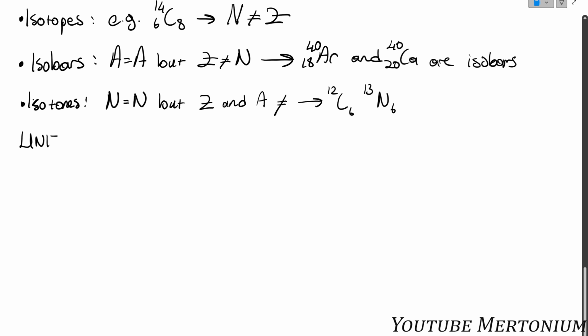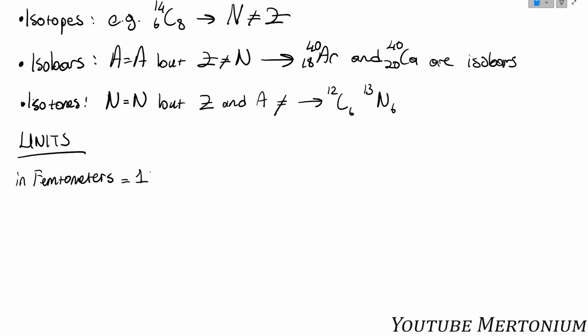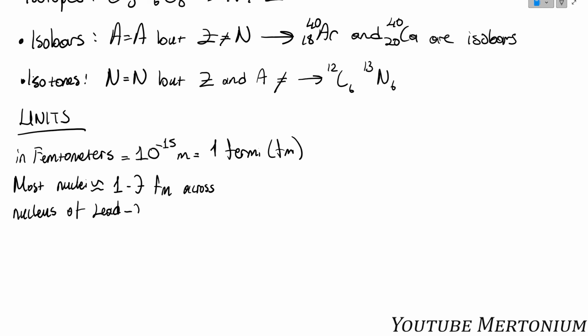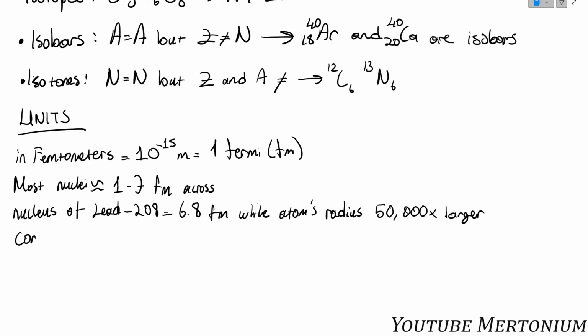The nucleus is incredibly small and dense. Its size is measured in femtometers, or 10 to the power of minus 15 meters, also called a Fermi. Most nuclei are between 1 and 7 femtometers across. For example, the radius of a Pb-208 nucleus is about 6.8 femtometers. Comparing that to an atom's radius, the atom is about 50,000 times larger. We also know that inside the nucleus, the density is roughly constant, about 0.15 nucleons per cubic femtometer, making it one of the densest forms of matter in the universe.